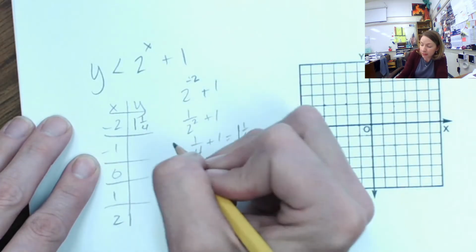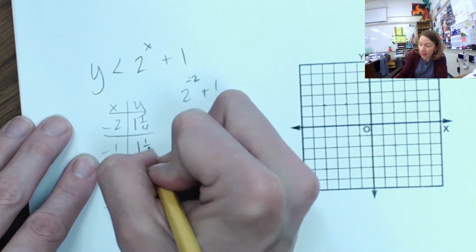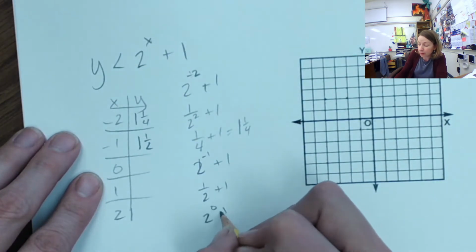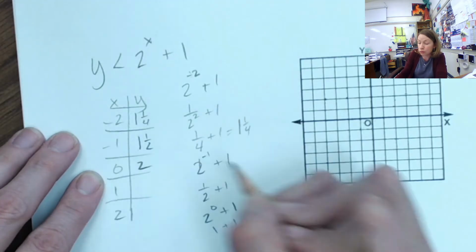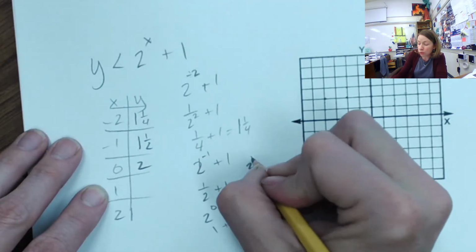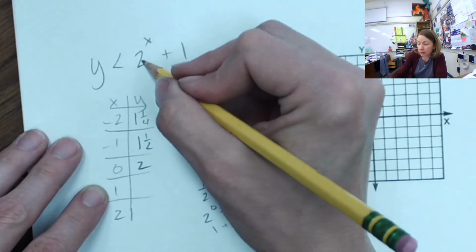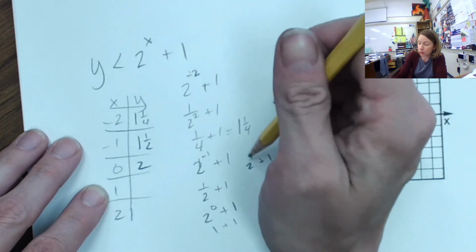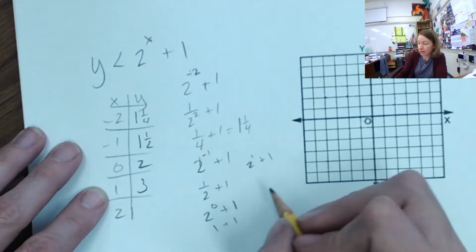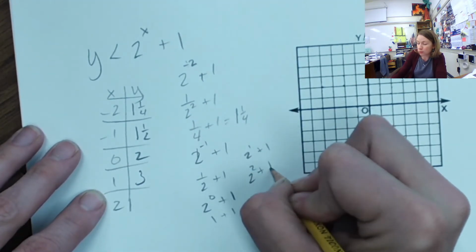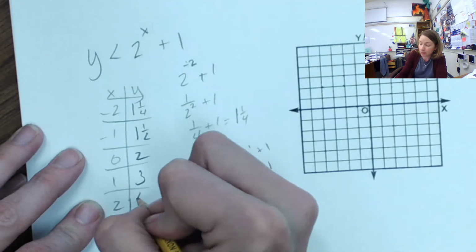That's going to just be a 1 1/2. 2 to the 0 power plus 1? Well, that's going to be 1 plus 1, which is 2. 2 to the 1 power plus 1? Well, I can plug in a 1, right? So 2 to the 1 is just 2 plus 1 gives me 3. And then 2 squared plus 1, well, that's 4 plus 1. That gives me 5, right?